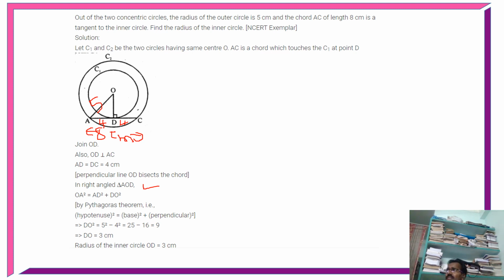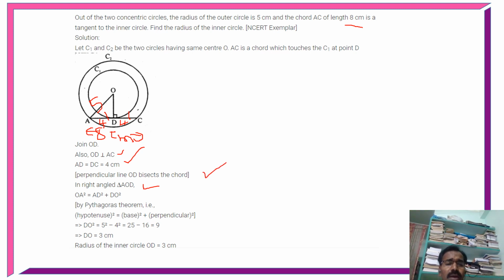Because from class 9 you have learned, if you draw any line segment from the center of the circle to the chord of the circle, it is a perpendicular bisector. Here AC is the chord of the smaller circle, and OD is the radius drawn from the center of the circle, so it is a perpendicular bisector. So AC is divided into two equal parts, 4 centimeters and 4 centimeters, because it is given that the length of the chord of the small circle is 8 centimeters. So AD equals DC equals 4 centimeters, and also perpendicular.